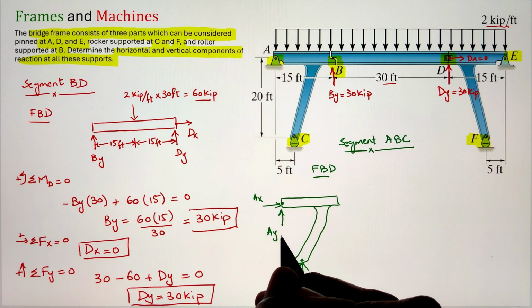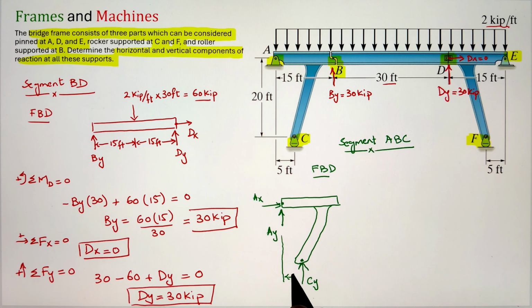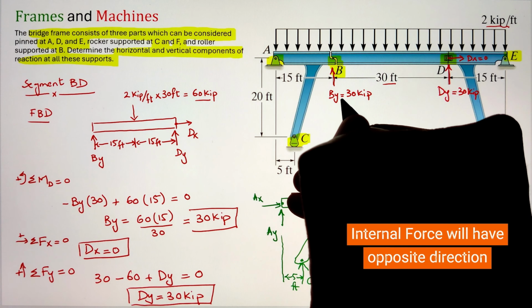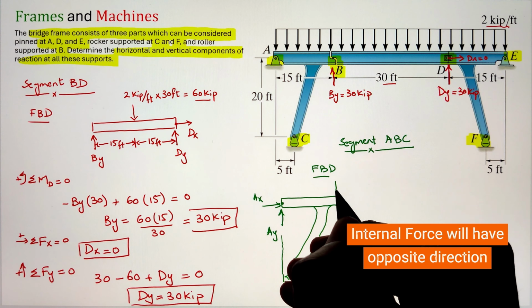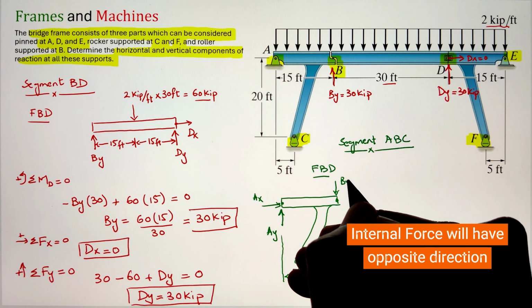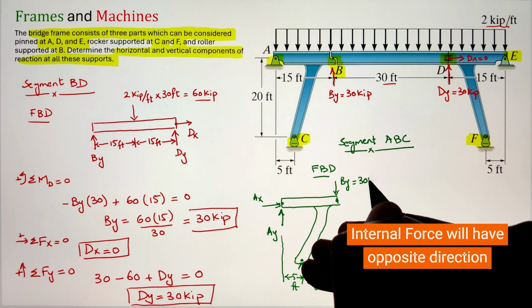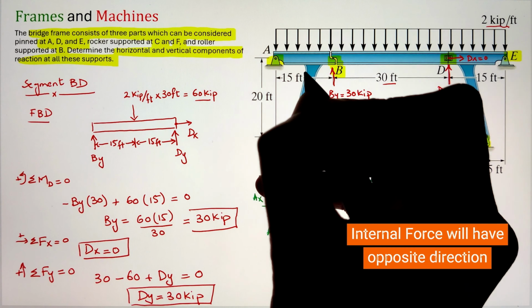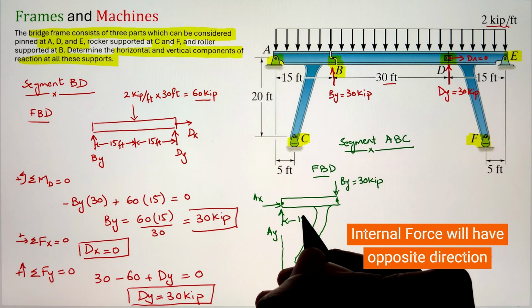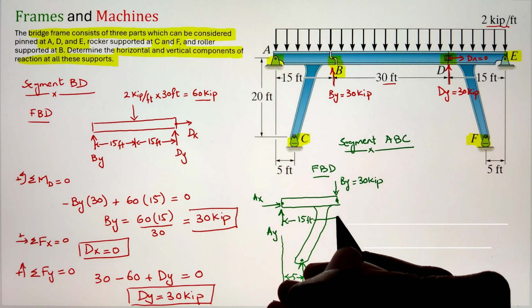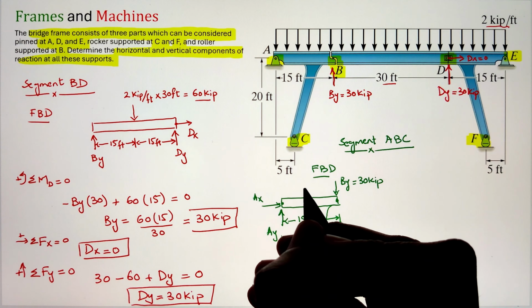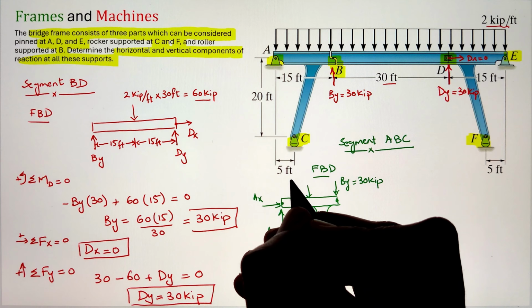Now, in this case, since the roller value, we have actually calculated By of 30 kip going in the upward direction for the segment BD. Since this segment is connected with the segment ABC, once these two members are connected, the forces should cancel out as these are internal loads. So in order for that to cancel out, our By will have the same magnitude of 30 kip, but this time it is pointing downwards. So it will cancel out the upward 30 kip once these two members are connected.